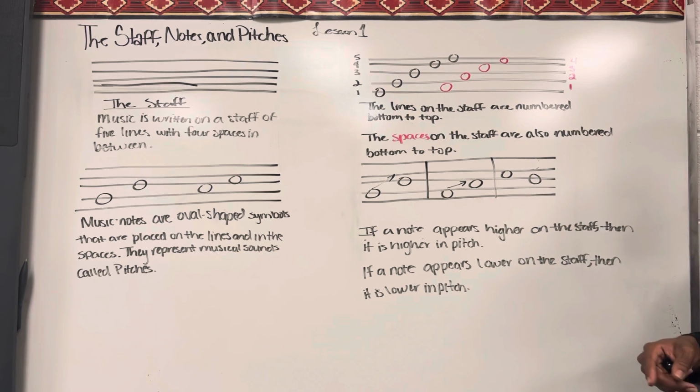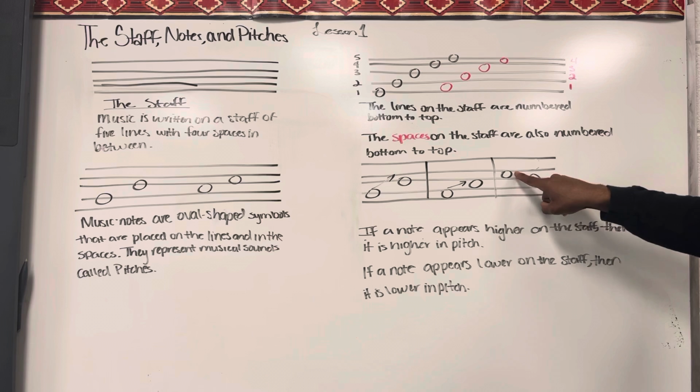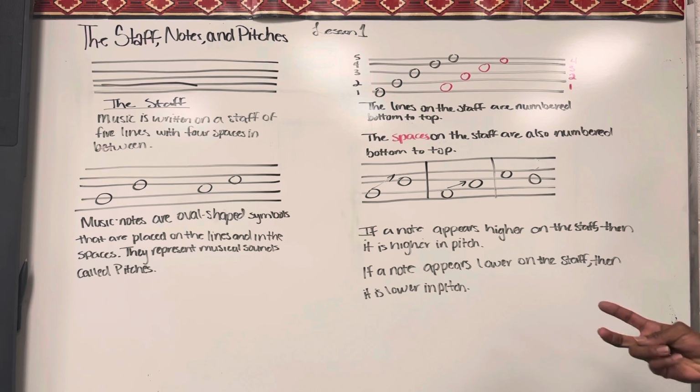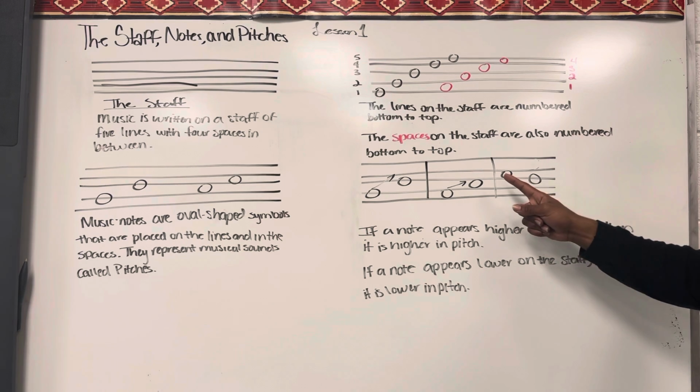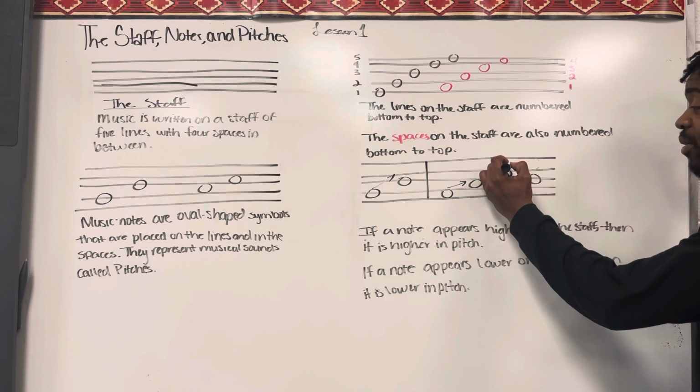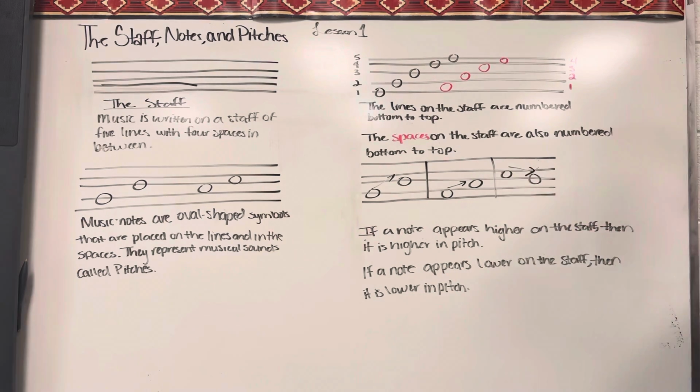The very last one, okay? This is on space 3. This note is on line 3. Well, they have the same number, but the space is higher than the line is. So draw an arrow going down, okay? If a note appears lower on the staff, it is lower in pitch. If it appears higher on the staff, then it is higher in pitch.